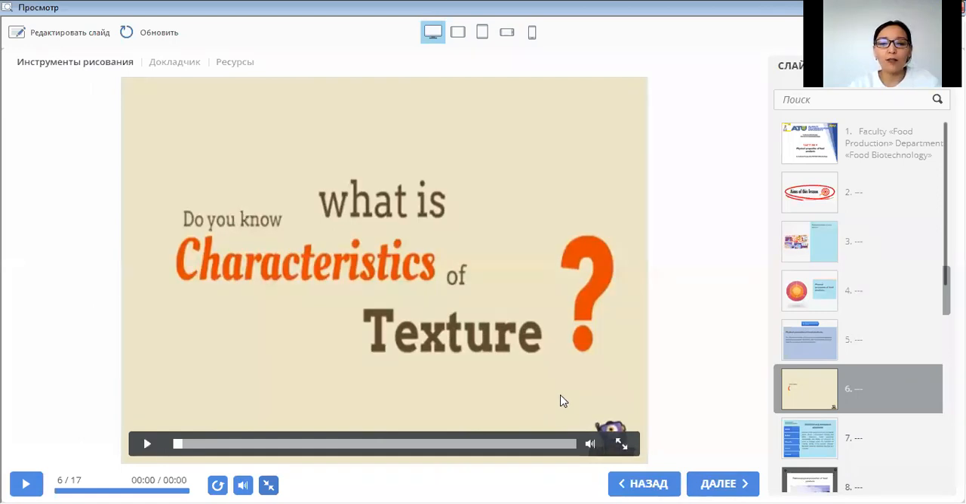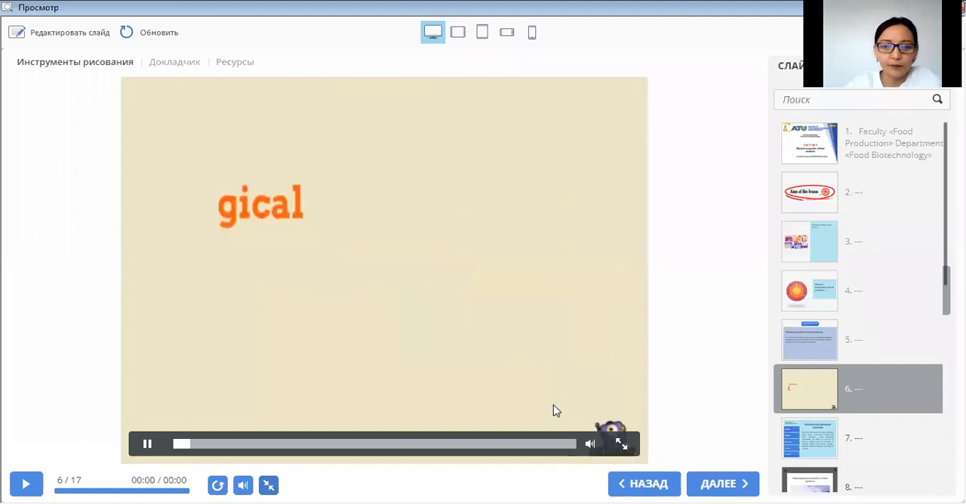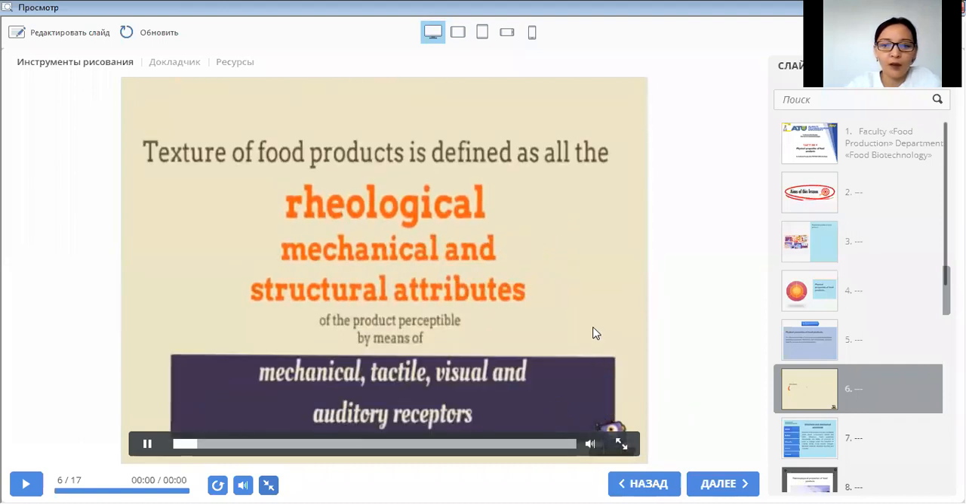Maybe you know what is characteristic of the food and food products. For example, texture. The texture of the products is defined as all the rheological, mechanical, and structural attributes of the product perceptible by means of mechanical, tactile, visual, and auditory receptors.